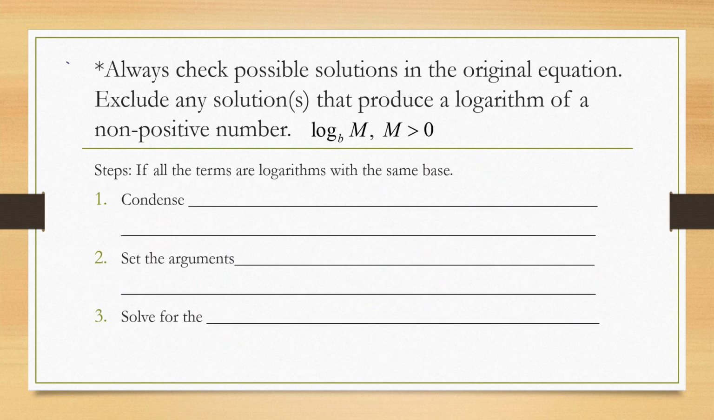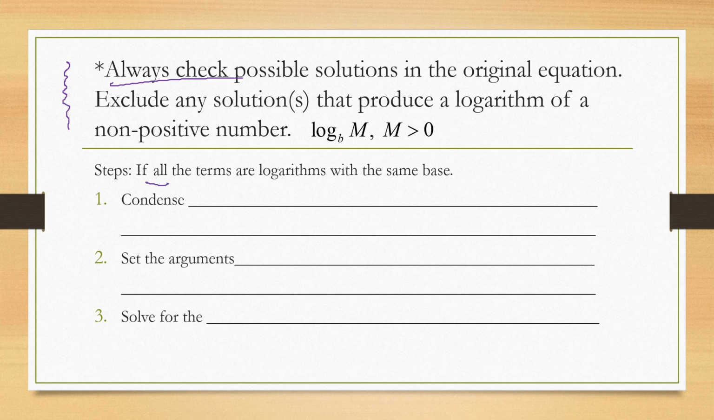Once again, I have this little warning here. Always check for possible solutions in the original equation. We want to exclude any solutions that produce a logarithm of a non-positive number, like we had in that last example. So this is a different method because our equation is going to look a little different.